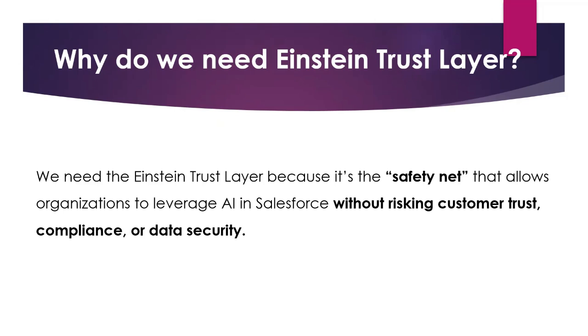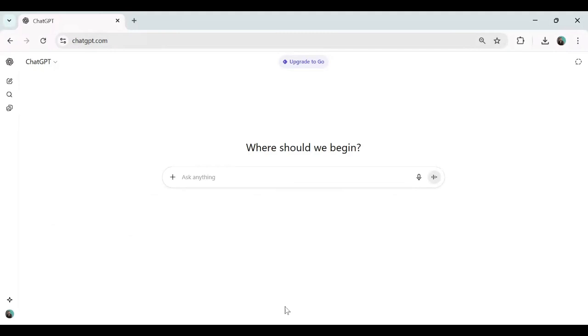Now, to understand why we need this Einstein Trust Layer, let me give an example. Let me show you an example for this. For example, all of you are familiar with ChatGPT. It's very popular and everyone uses ChatGPT these days. Let's suppose I want to draft an email to a customer, or to my business provider, or to my service provider.